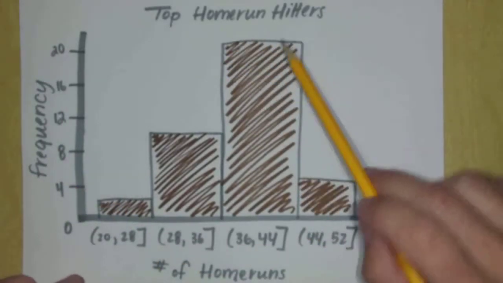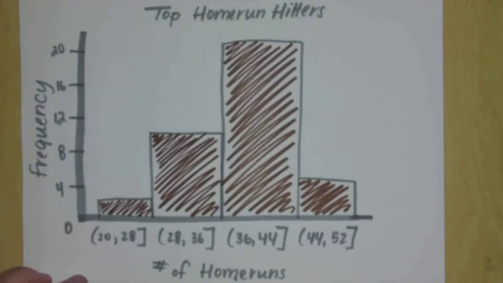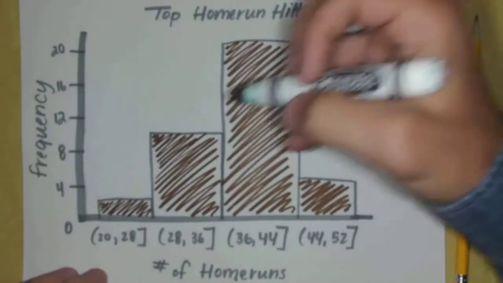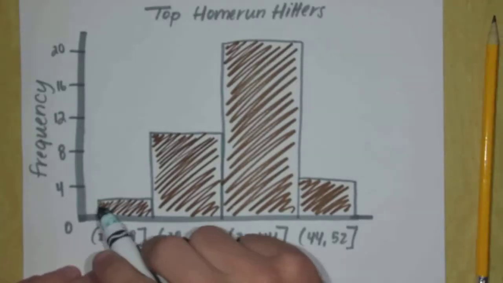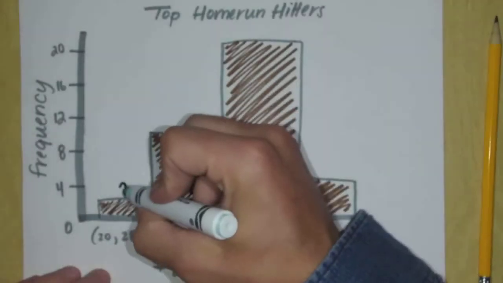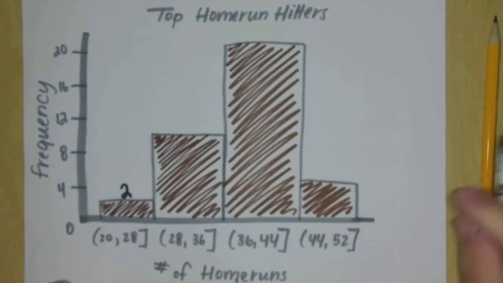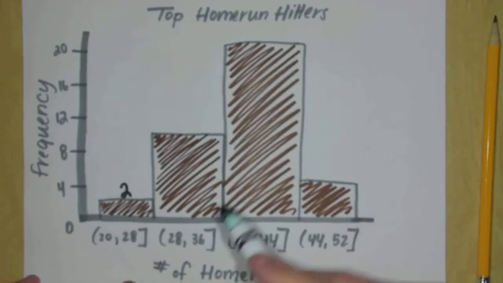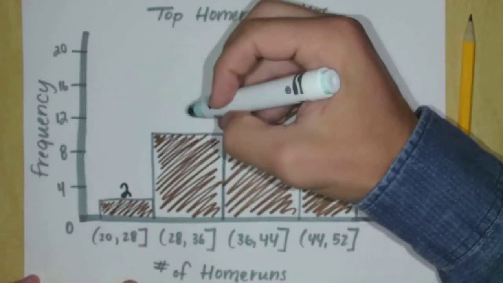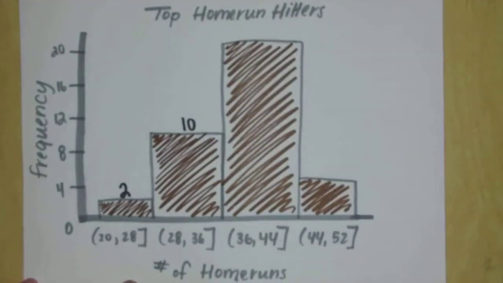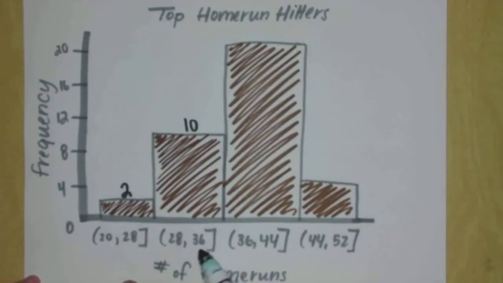So if we're looking at home run hitters and at the bottom here we have the number of home runs, then that must mean this is the amount of players who hit that many home runs. So again, we can start to count. Well, it looks like I have in between 0 and 4, so probably 2 hitters hit between 20 to 28 home runs. We have in between 8 and 12 here, so 10 hitters hit between 28 and 36 home runs.